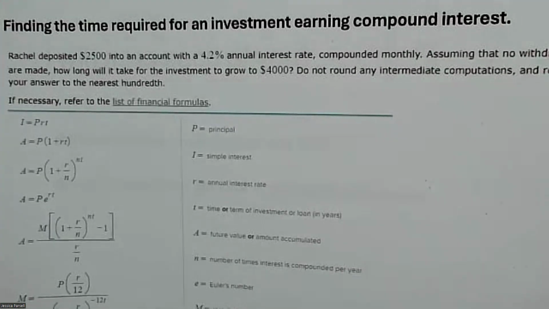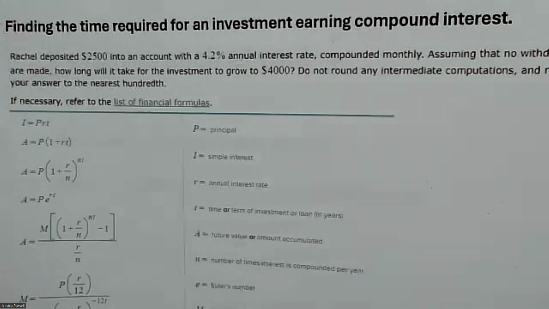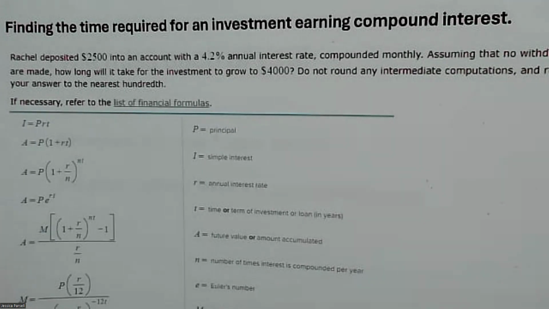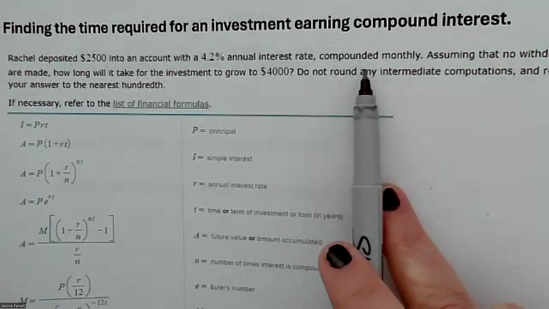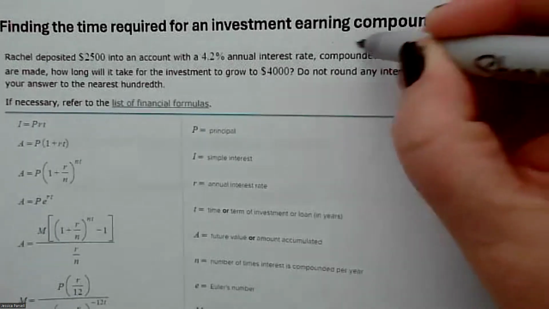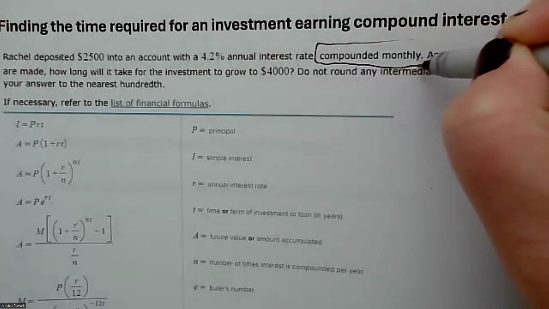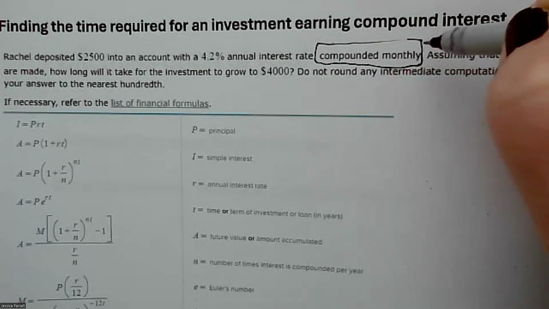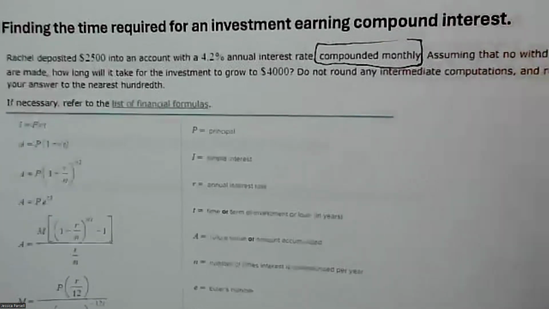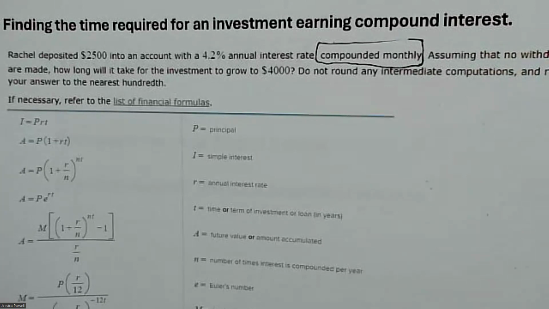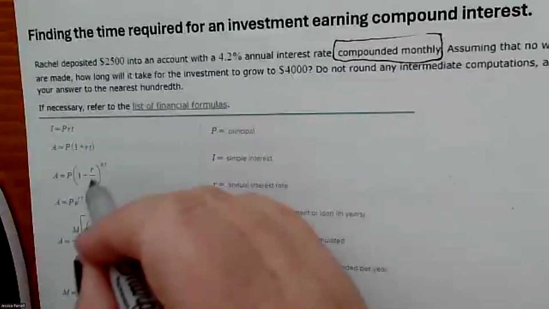Rachel deposited 2,500 into an account with a 4.2% annual interest rate, compounded monthly. Okay, as soon as they say compounded monthly, all right, I'm going to be thinking about my compound interest formula, which is this guy right here.